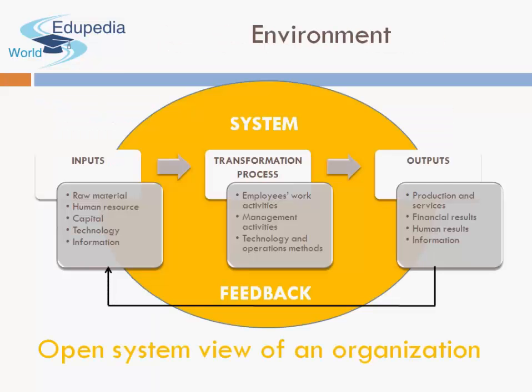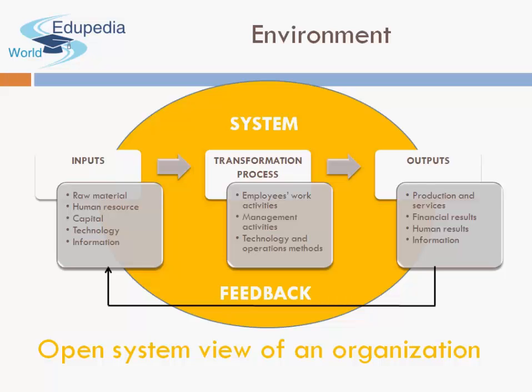This is a diagram which shows what an open system is. See, inputs are raw material, human resource, capital, technology, which is being transformed by the human and technological operations into outputs. The outputs are of course production and service, financial results, human results, and information. And the output of course should be giving a feedback to the input.